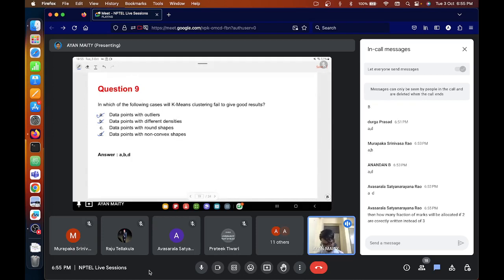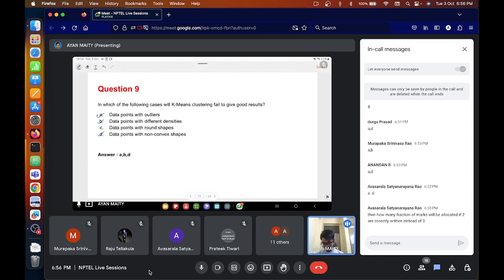And option C is not correct, because if the data points have round shapes, k-means does really well. If the clusters are spherical or round shaped, it works very well, because it uses the Euclidean distance, and Euclidean distance is similar to the equation of a circle or sphere in the case of higher dimensional data. So if we know the clusters are of spherical or circular shape, k-means would be the best choice.